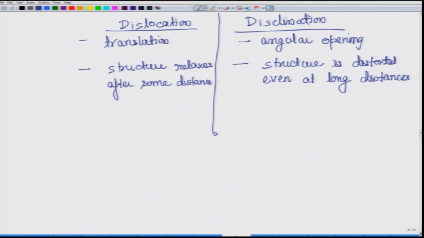Now, what will be the implication of this distortion in structure, there being relaxation in dislocation and there being no relaxation or a consistent distortion in disclination? The direct effect would be on energy. So, what you would see is that the maximum energy in a dislocation is stored in a smaller distance, because that is where the maximum distortion is taking place. Outside it is relaxed, like a perfect crystal.